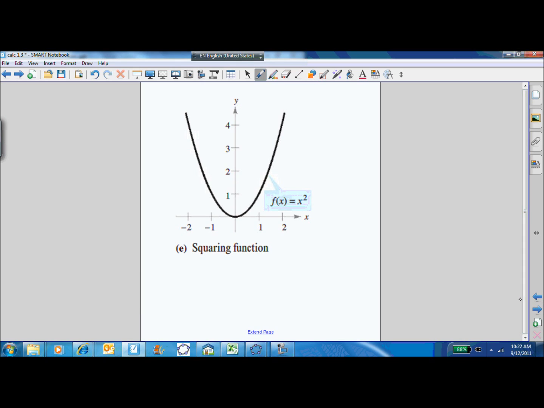The squaring function, f of x equals x squared. It's a polynomial function. Our domain is back to all reals again. The range is just y greater than or equal to 0. So in many ways, this is like the absolute value function, but it's got a rounded corner here. It's not a sharp corner. Vertex at 0, 0.